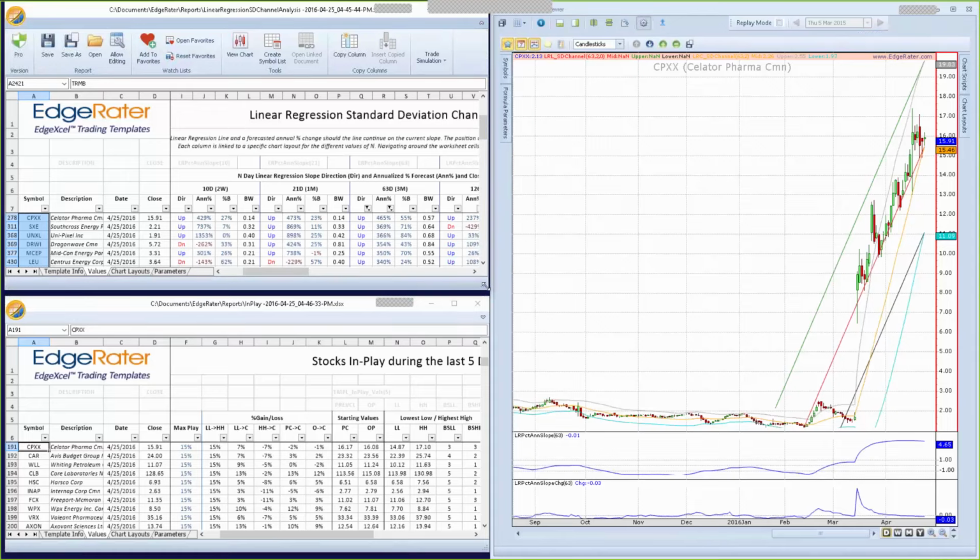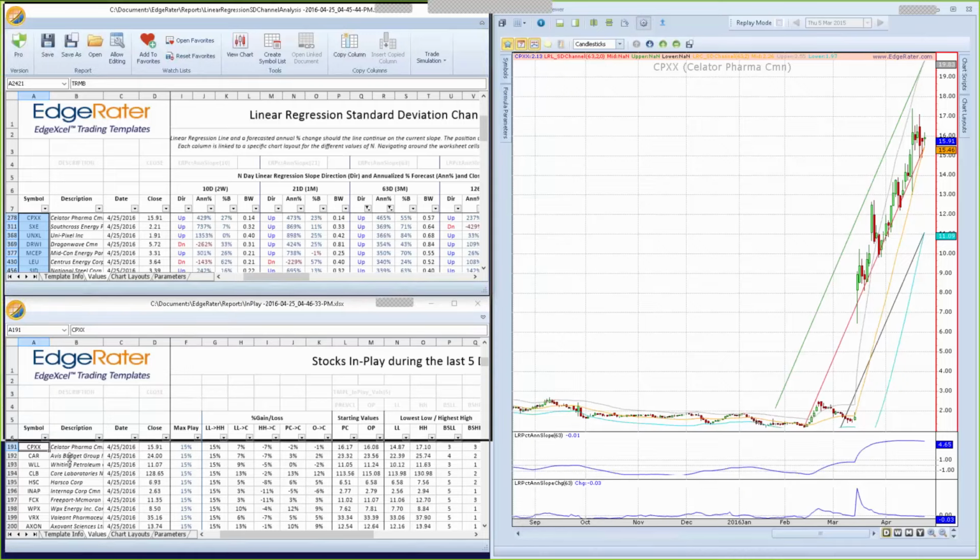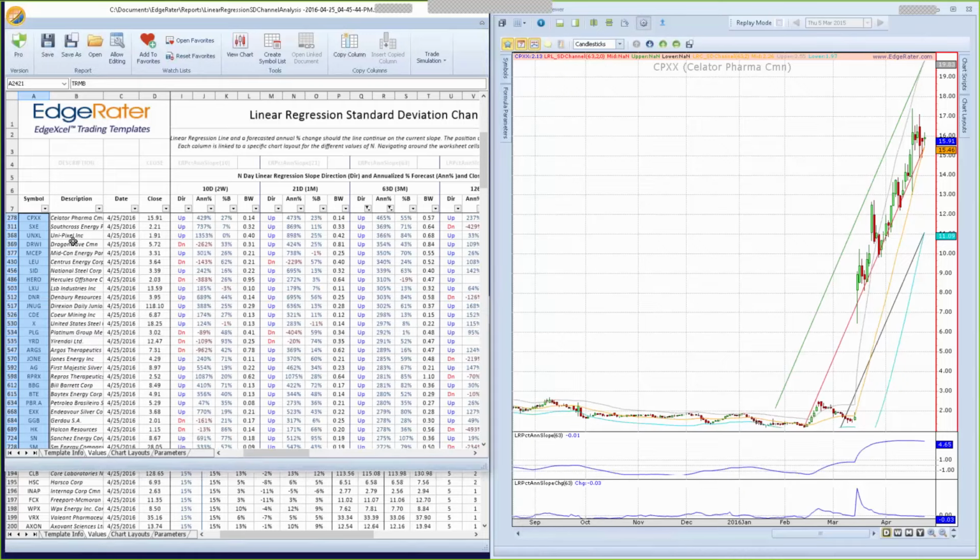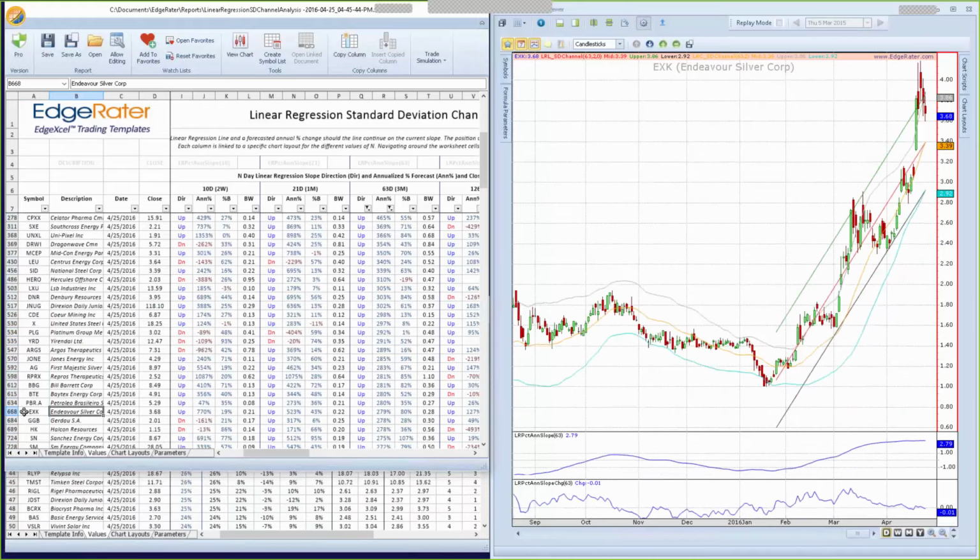Chris, can you go down to one of the silver stocks? I saw Endeavor Silver in there, because silver has had a really good run. Sure, yeah. Do you remember where that was you saw it? 8. There we go. There it is.